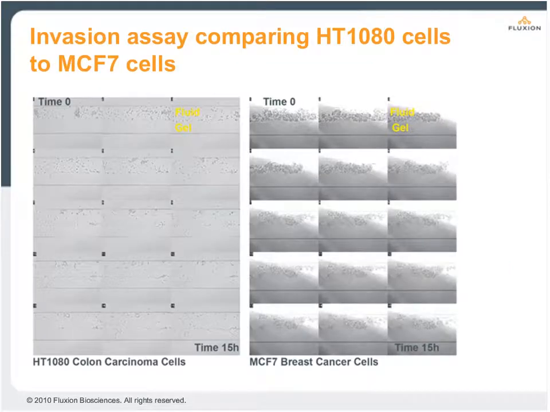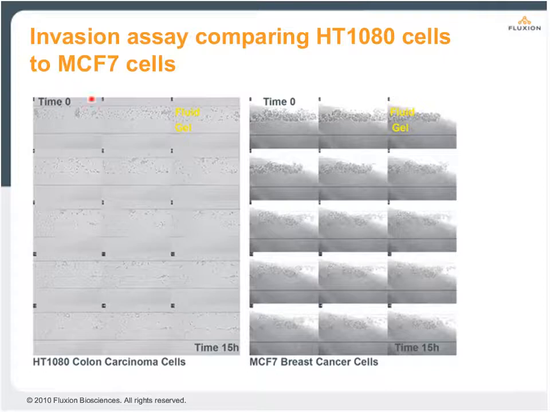Shown here are the time-lapse data for two types of cancer cell lines. One is HT1080, which is a colon carcinoma cell line, and the other is MCF7, which is a commonly used breast cancer cell line. What these are, I believe, are time-lapse montages, each one an hour, and the channel is shown. I'm going to try to point to where the gel is. It's patterned in the bottom half of the channel, and the cells have been introduced into the top half.